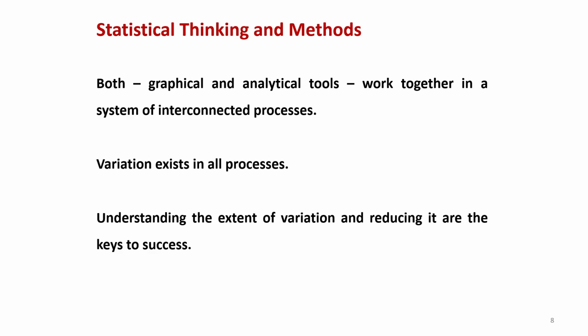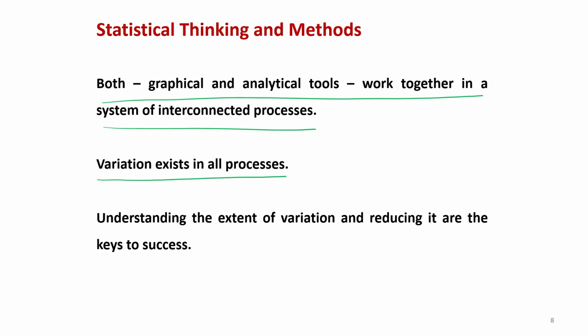Both these graphical and analytical tools work together in a system of interconnected processes. Sometimes the mean is higher, sometimes the variance is lower, sometimes some plot is indicating something, some plot is indicating an outlier. So both things work in a systematic way. And variation exists in all processes. This is the key, this is the soul of statistics, and that is the basic difference between statistics and mathematics: statistics always says there has to be some random variation in the data, whereas mathematics is an exact science.